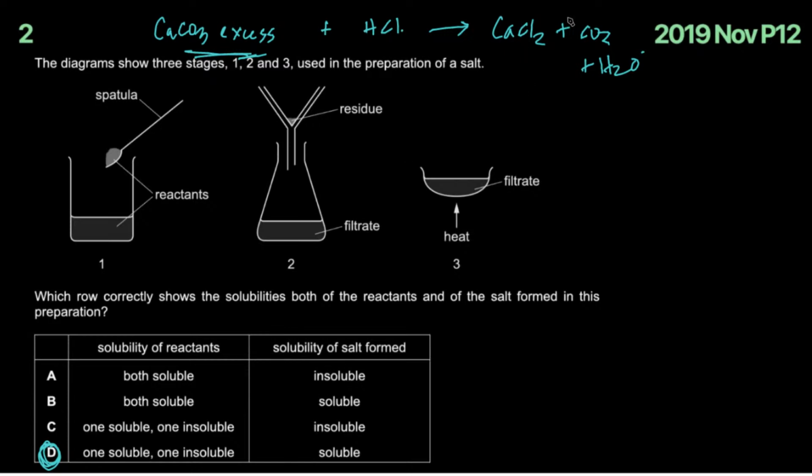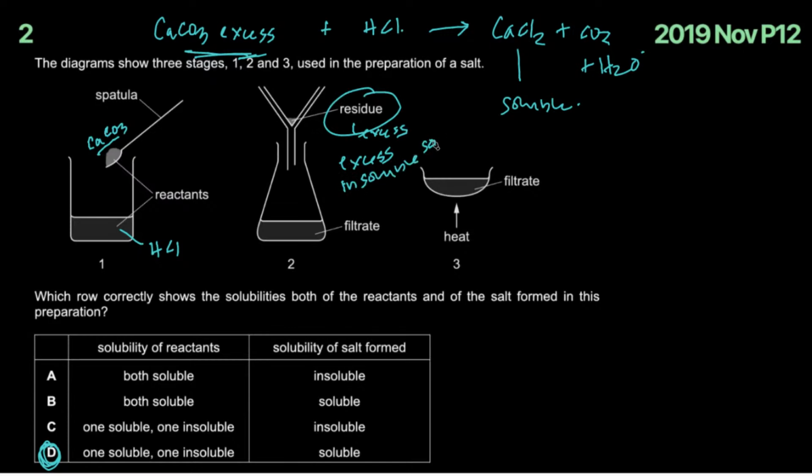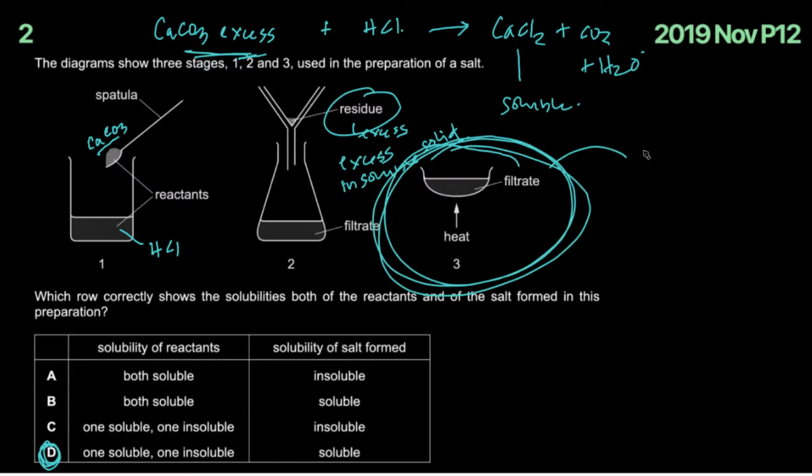This is not precipitation. This salt is soluble. This setup could easily be HCl here and calcium carbonate here. Now the residue is not really residue, it is your excess insoluble solid. Does that make sense? It means there is excess reactant. This part should tell you that the final thing I need is soluble, because it is in the filtrate. You see, that was the key. So the salt formed has to be soluble.